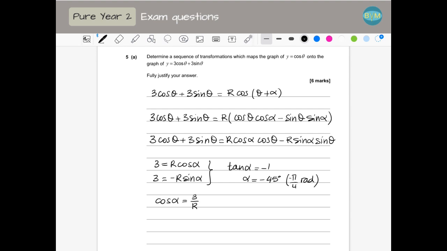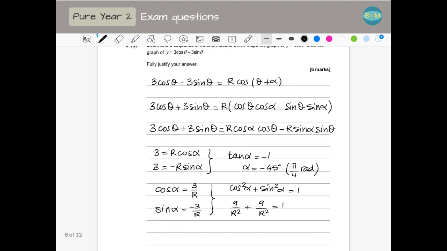Then to find r, I'm going to make cos alpha the subject in the first one, so I have 3 divided by r, and sine alpha the subject in the second one, so minus 3 divided by r. Then I'm going to use the identity cos squared plus sine squared is 1, so cos squared is 9 divided by r squared, sine squared is 9 divided by r squared, and it's going to be 1. So 18 is going to be r squared, which means that r is root 18.